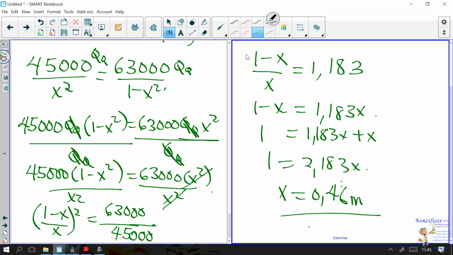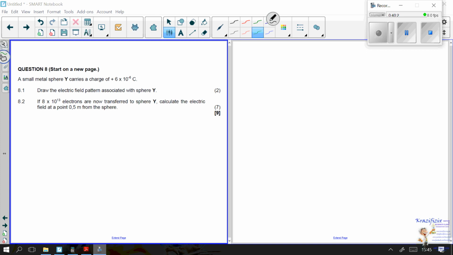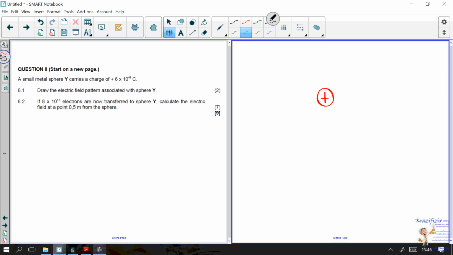Question number 8. All right, please rewind and get what we did. All right, still on electrostatics. A small metal sphere Y carries a charge of positive 6 times 10 to the power negative 6 coulombs. Draw the electric field pattern associated with Y. All right, guys, it is just a single positive charge.